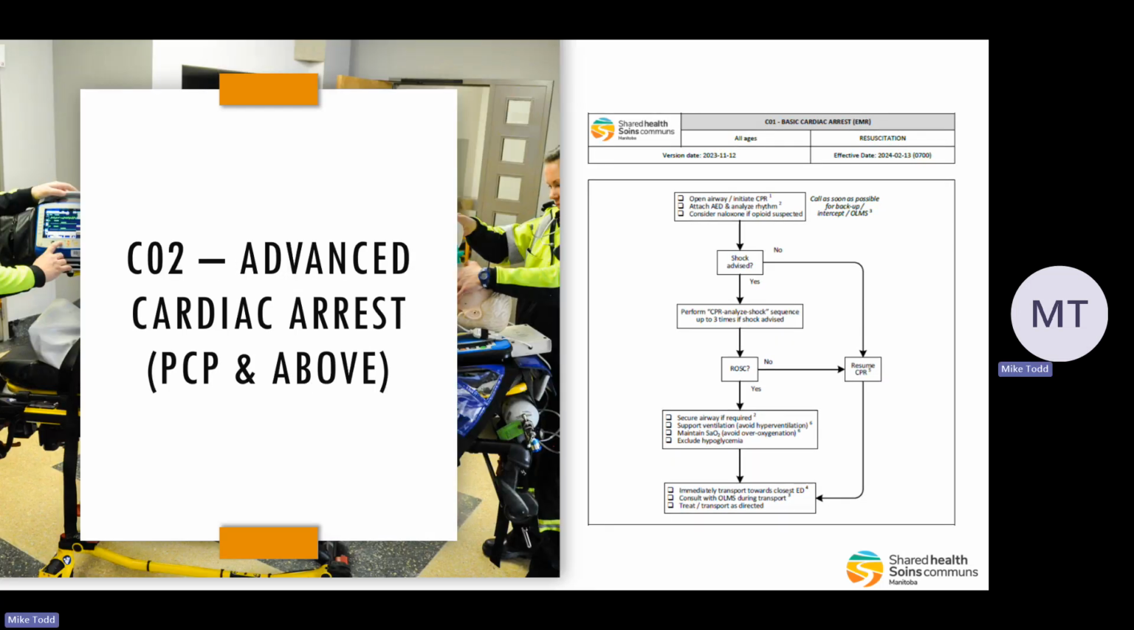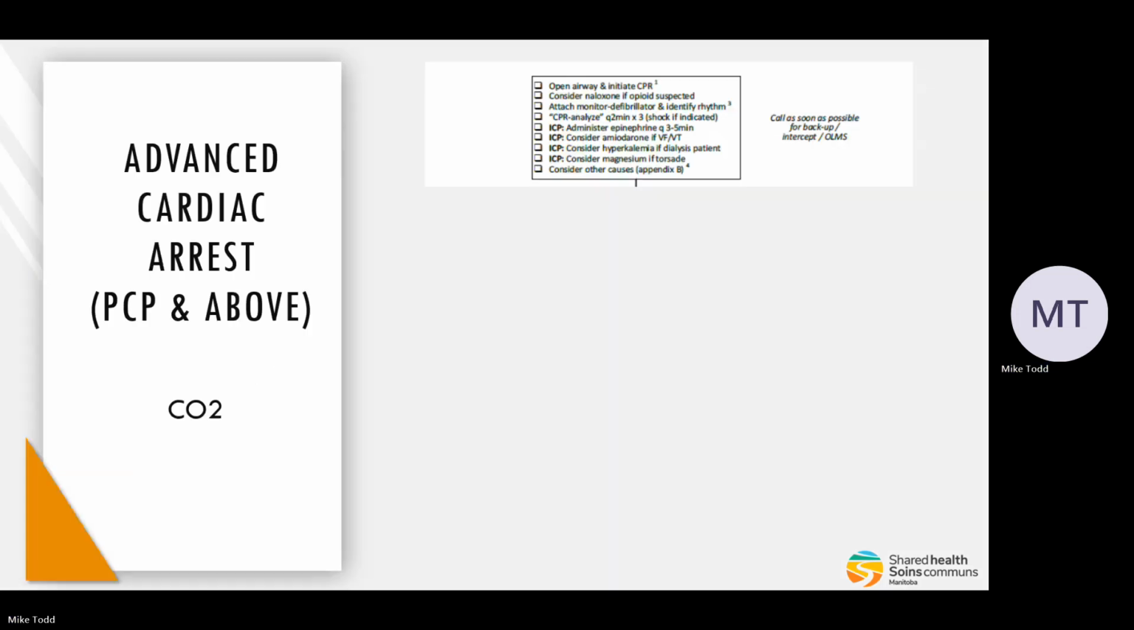Next, we're going to look at C02, advanced cardiac arrest. So this is for PCP and above. That's just been renamed and reformatted. There's not a ton of new information here. It's just been reformatted, so it's one care map for PCPs and up.